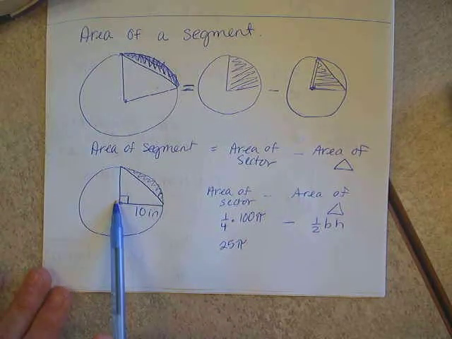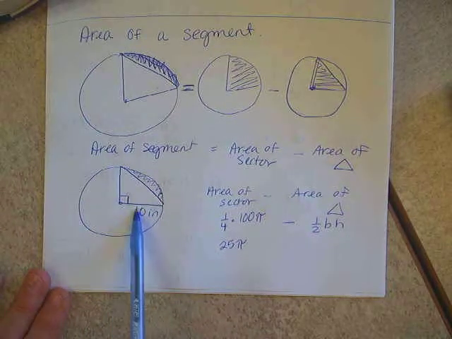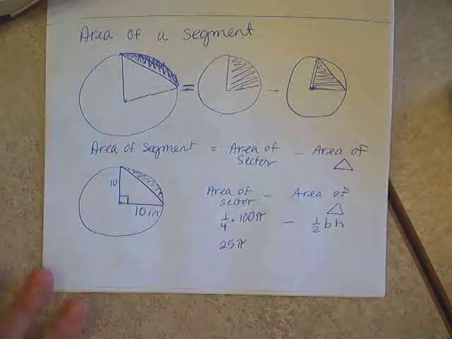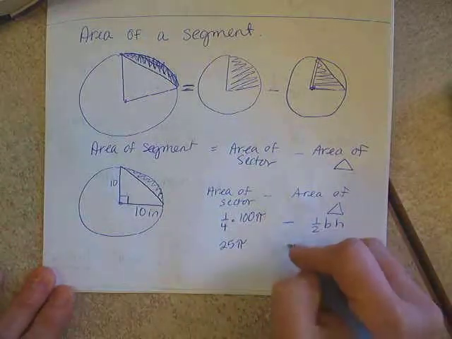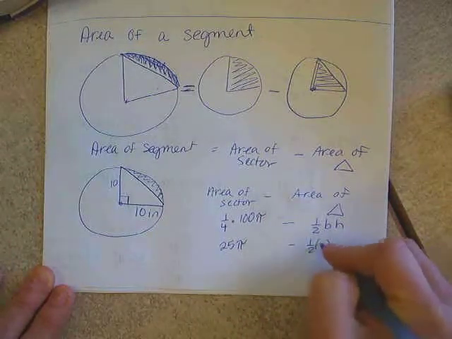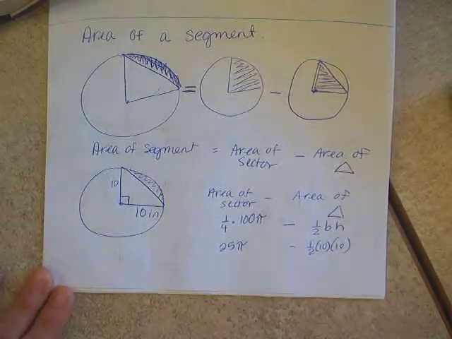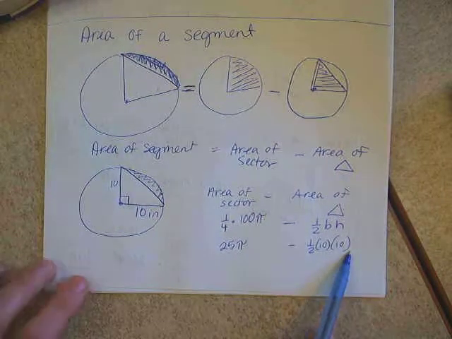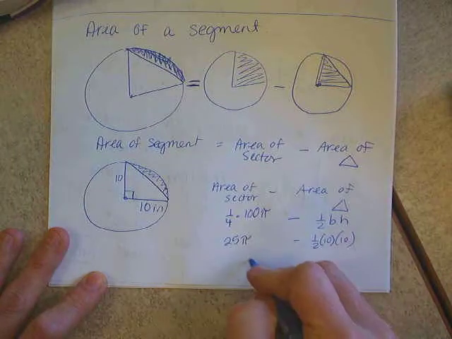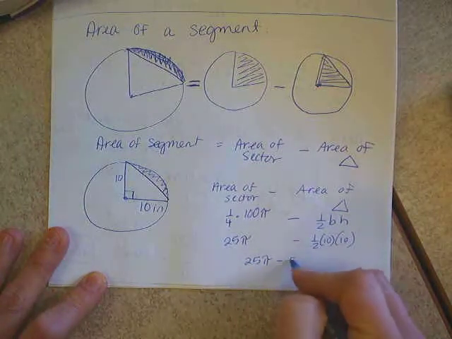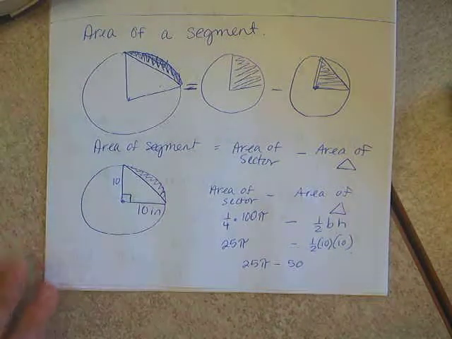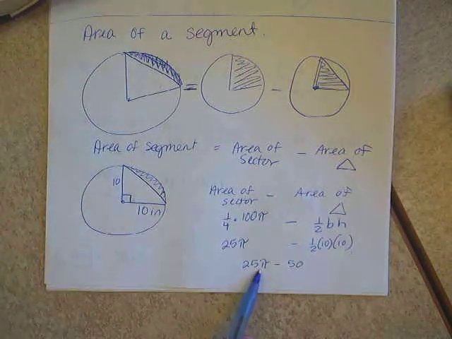And you might initially think you don't have that, but you actually do because they're both radii, right? They're both 10. Okay? Since they're both 10, I can do 1/2 the base times the height. So half of 100 basically is 50. So 25 pi minus 50.